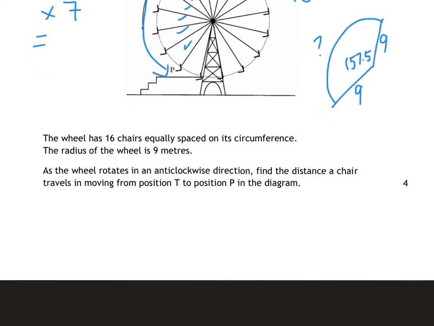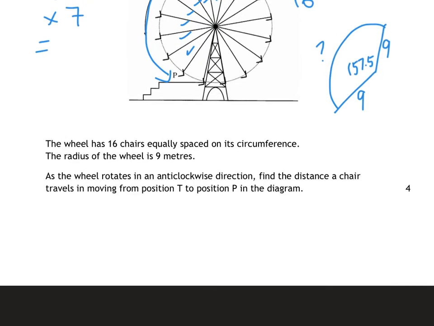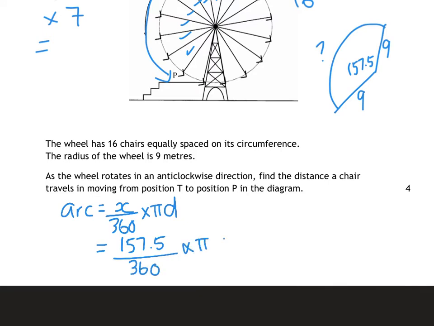So to find arc length, remember the formula for arc is arc equals your angle over 360 times pi d for arc, because it's like circumference. So we've got an angle of 157.5 all over 360 times pi times, well, if your radius is 9, your diameter is 18. And if you type that in all in one go, you will get an answer of 24.74 metres. Okay, so it's just an arc one put not so nicely.